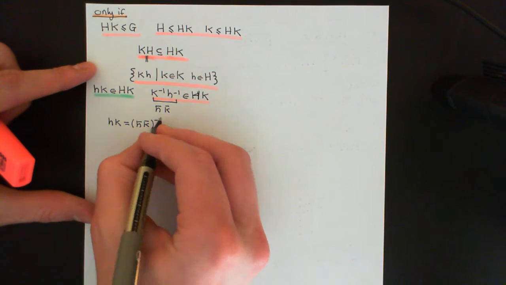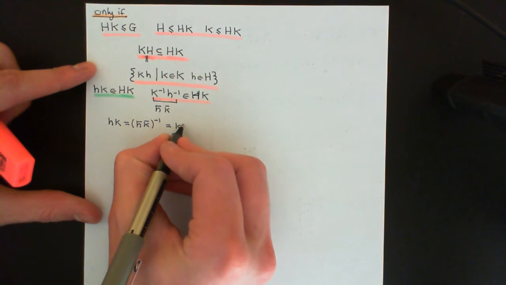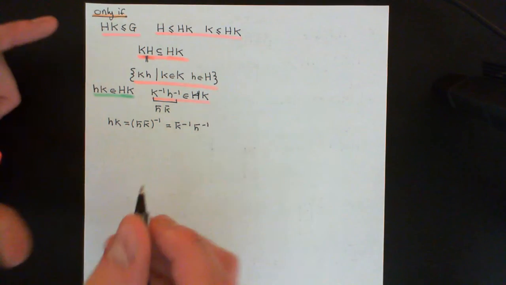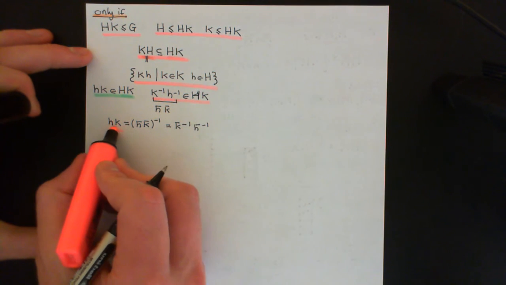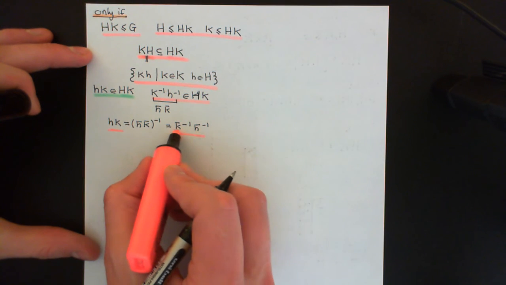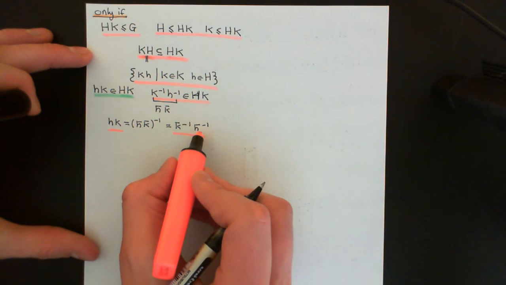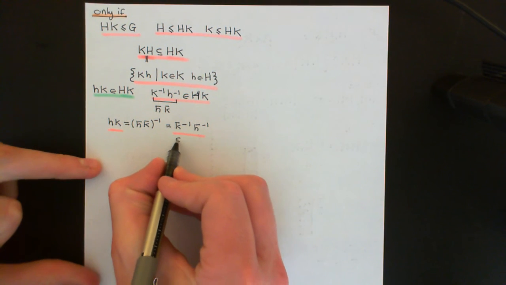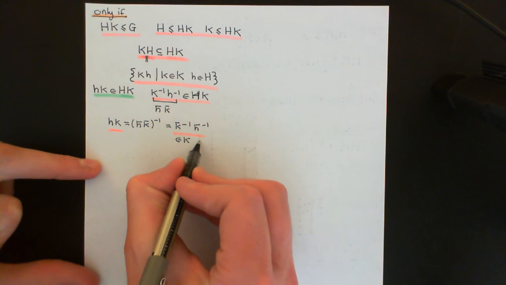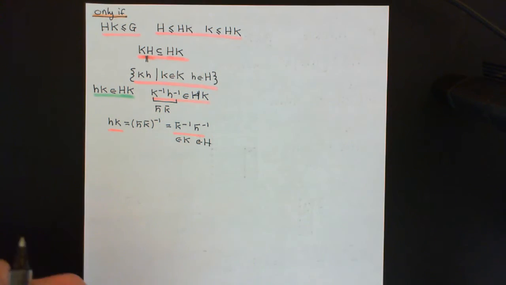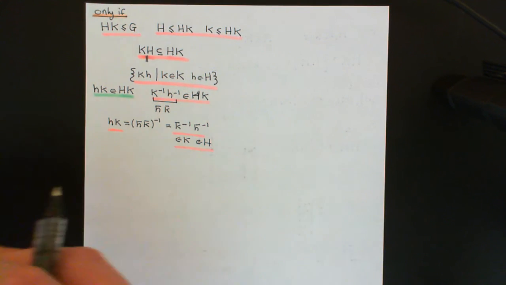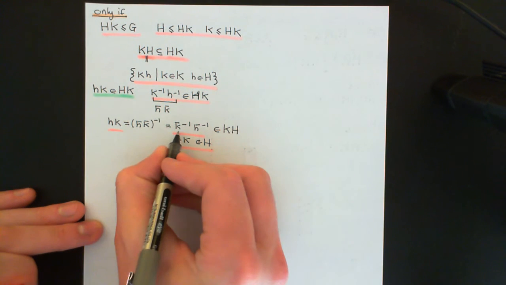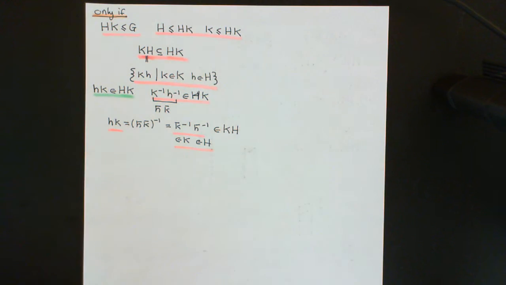But now what's the inverse of this going to be? It's going to be little k bar inverse composed with little h bar inverse. So I now have that little h composed with little k is equal to little k bar inverse composed with little h bar inverse. Little k bar inverse is an element of capital K. Little h bar inverse is an element of capital H because they're both subgroups. And therefore this is going to be an element of capital K producted with capital H because it's something in capital K composed with something in capital H.